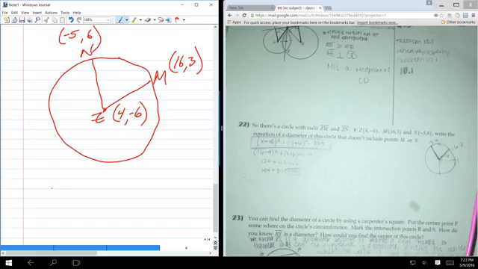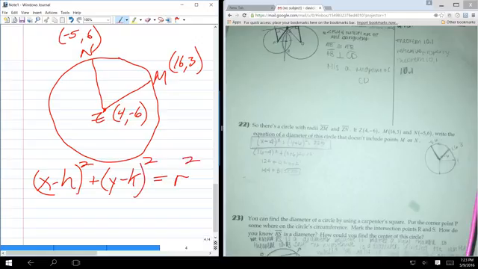Give me the general equation for a circle. X minus h squared plus y minus k squared equals r squared. Write the equation of a diameter of this circle that does not include those points. Okay, the equation of the diameter does not include M or N. Well, I must be confused here. First of all, I've never had anybody ask for the equation of a diameter.